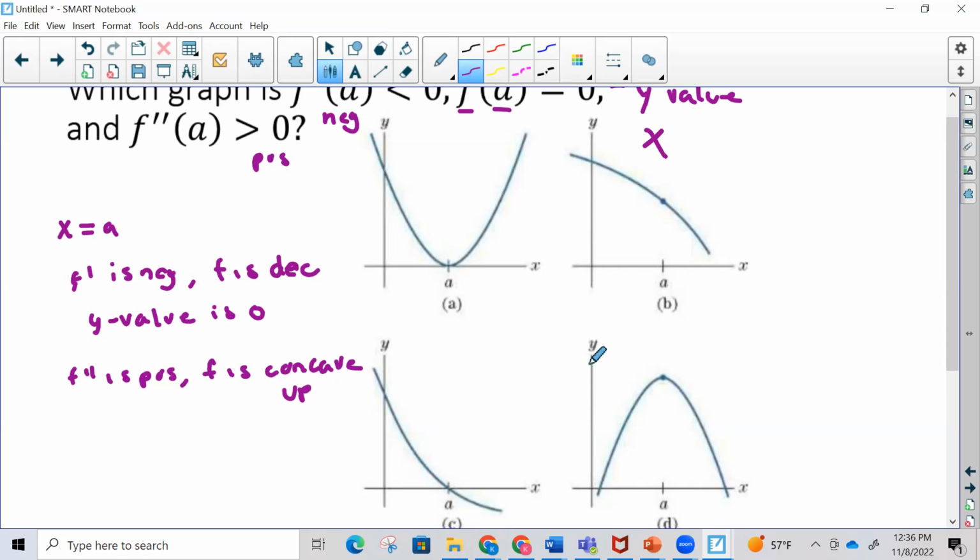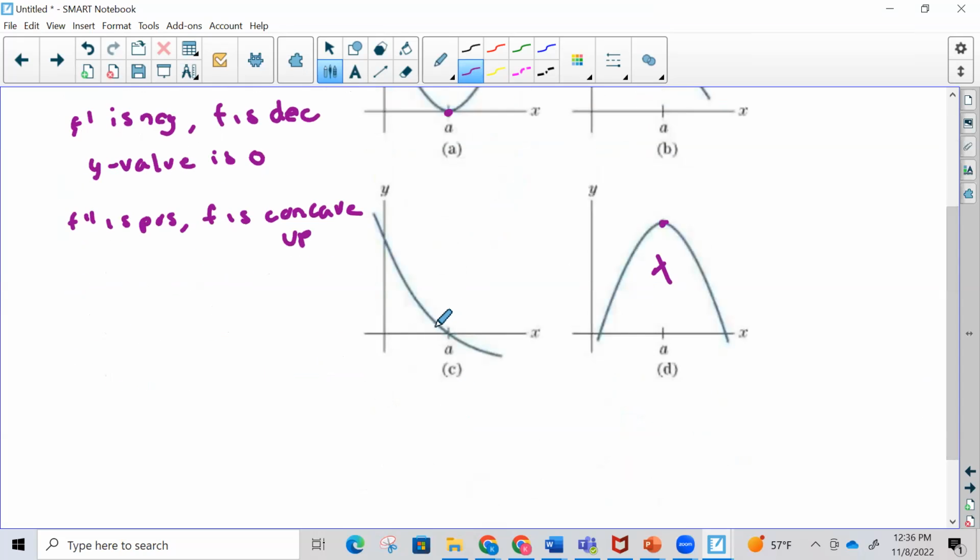So it's not this one and it's not this one because the y value is not 0 at A. But then we want our function to be decreasing and we want it to be concave up. So this is concave up, but this is not decreasing. This is neither increasing nor decreasing. But this one, it is decreasing, it's going down, and it is concave up. The tangent line is below it. So this would be our answer.